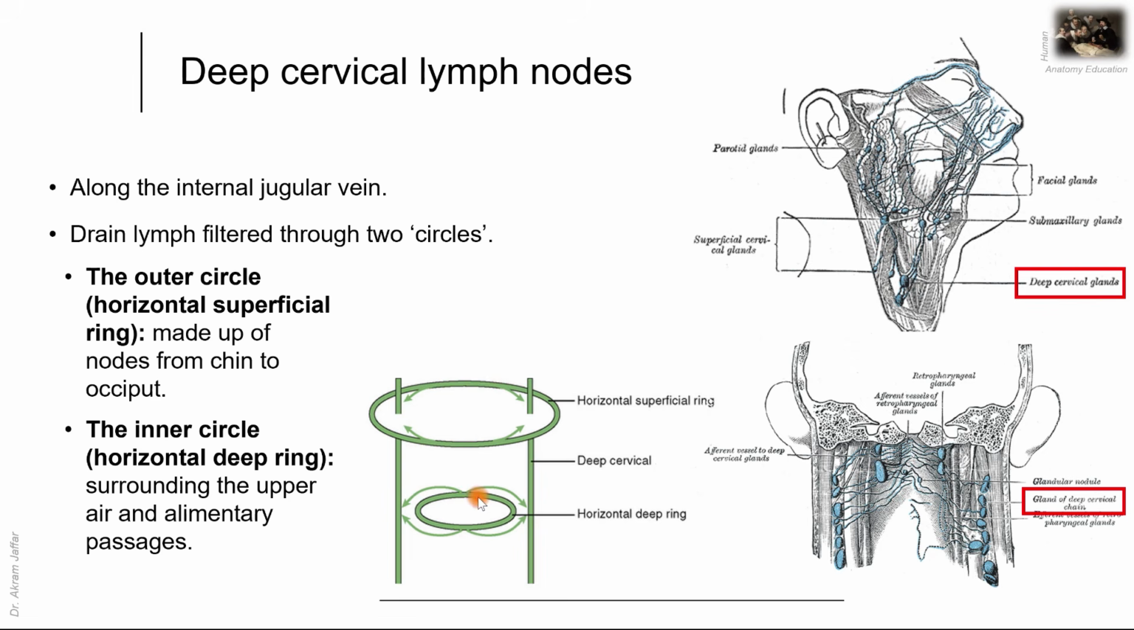The deep cervical lymph nodes drain lymph filtered through outlying nodes that are arranged in two circles here. These are the two circles. So there is an outer circle, the horizontal superficial ring, also called the outer circle, and an inner circle, which is the horizontal deep ring. The horizontal superficial ring is made up of nodes from the chin to the occiput. We are going to study them in detail in a moment, while the inner circle surrounds the upper air and alimentary passages. So it is surrounding the pharynx, the larynx, and the upper part of the trachea and esophagus.